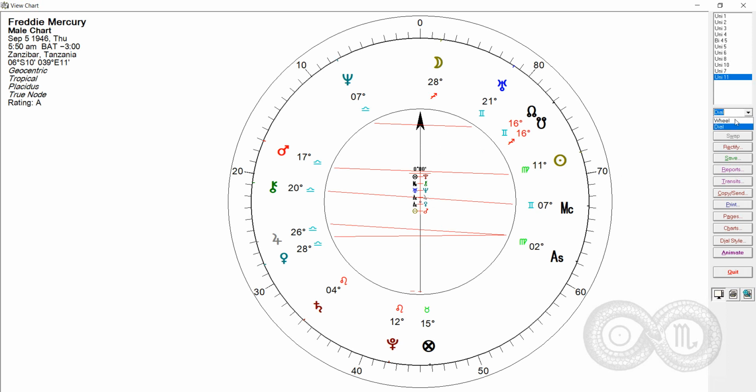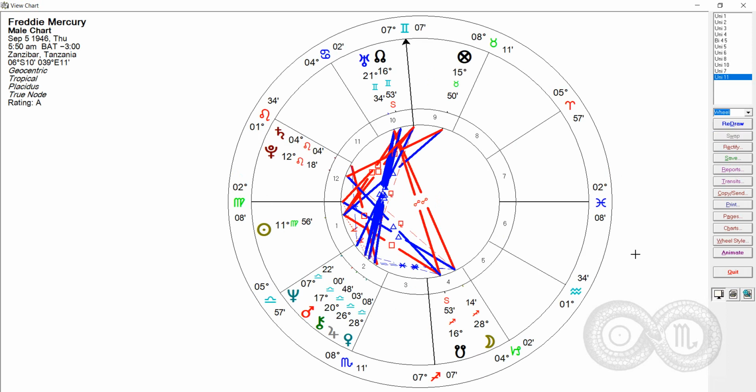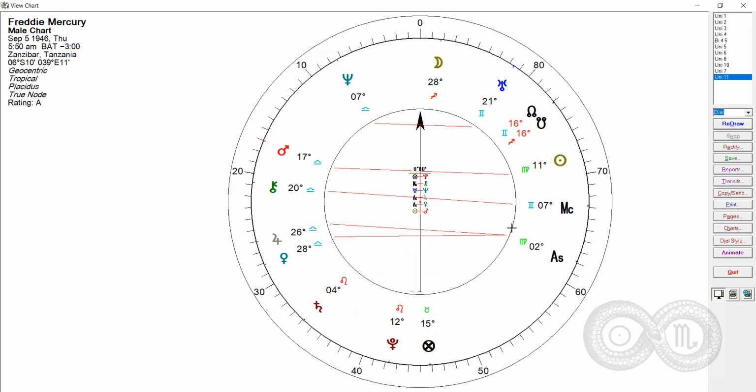So let's just go back to the normal setup of a 360 wheel. And how do we change that into a dial, a 90-degree dial? Well, there's a drop down and it has dial. That's how easy it is. Now, I like this one in particular because it actually shows you the degree and the sign that the planet's in. So it's sort of easier reference to distinguish where they are in the zodiac.